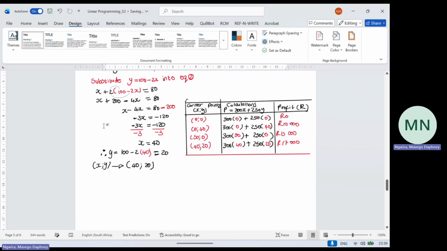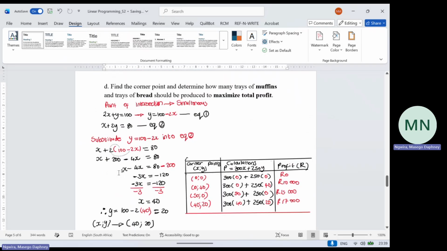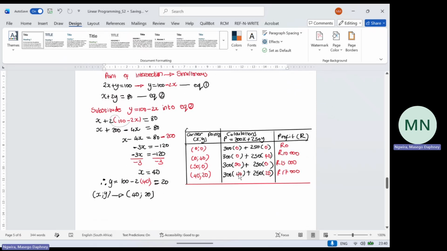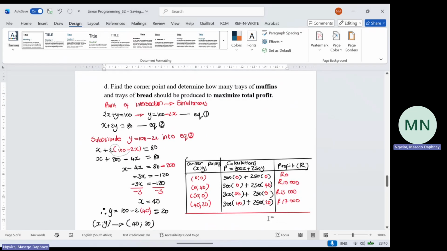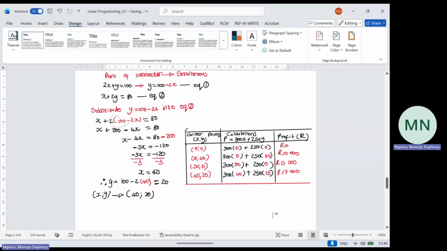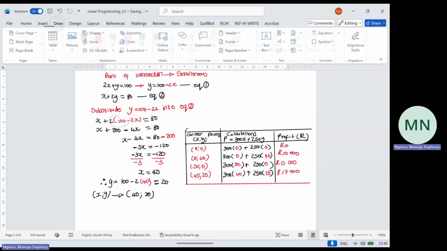All right. So now what does it mean? We are done. Therefore, it means that for the company, the bakery, to make profit, they need to produce 40 muffins and 20 bread. Now you can answer this. I think that's it. So you need 40 to maximize profit.